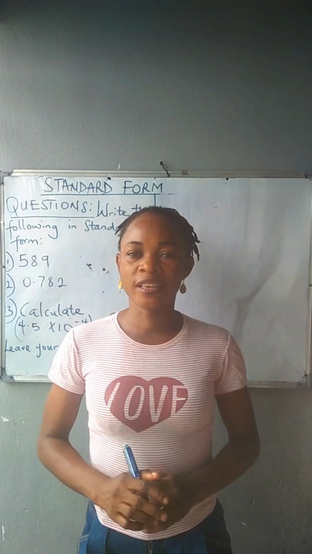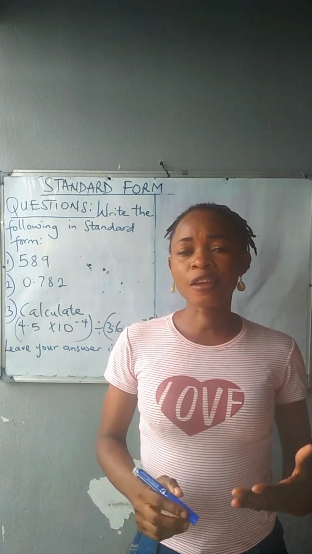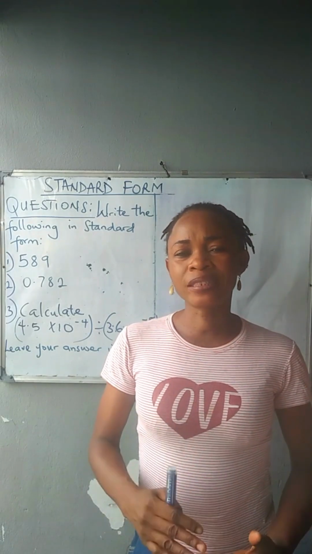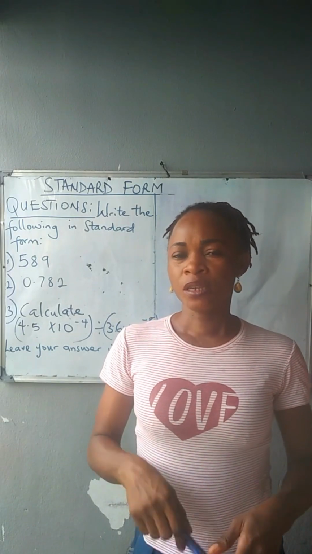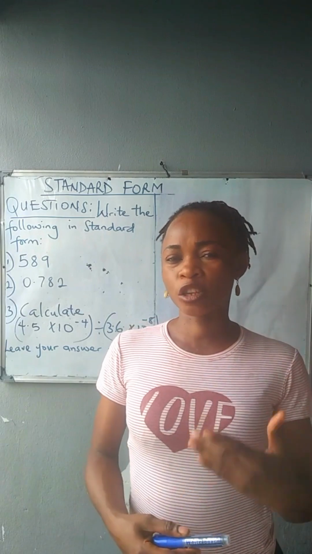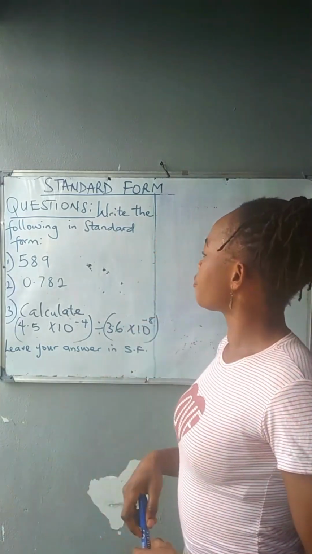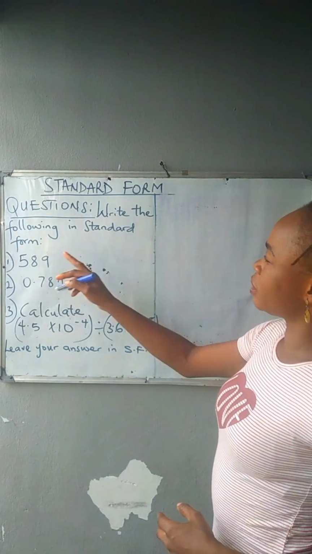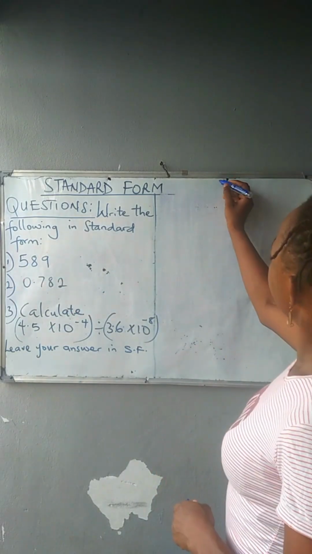Our topic for today is standard form. What is standard form? Standard form simply means rewriting a number in such a way as to have a base and a power. Rewriting a number in such a way as to have a base and a power. The first question here is, write the following in standard form. Our first number is 589.